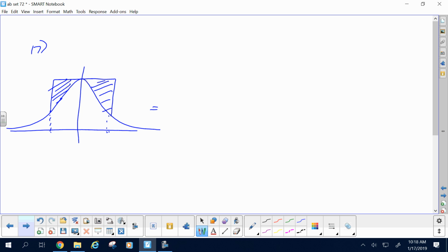Shaded region. First of all, there's symmetry. So let's start there. I can double whatever happens.